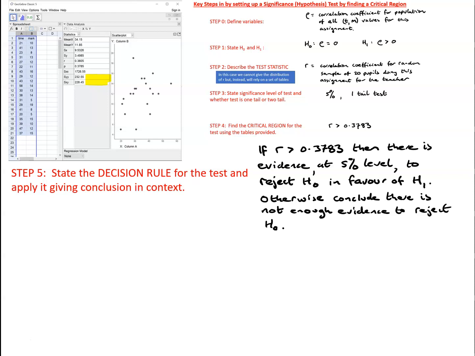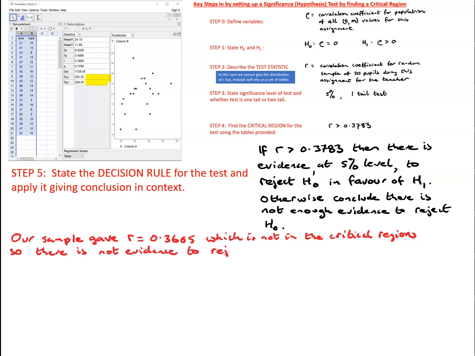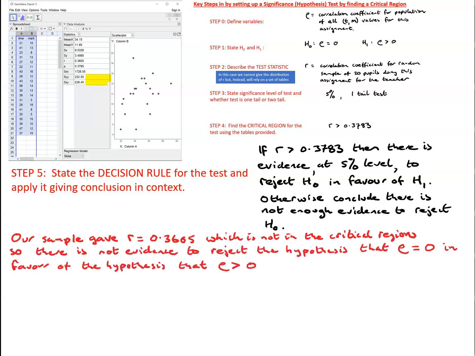Otherwise, we should conclude there is not enough evidence to reject the null hypothesis. So in this case, the sample gave us r equals 0.3605, which is not in the critical region. Our conclusion should be that there is not evidence to reject the hypothesis that rho equals 0 in favour of the hypothesis that rho is bigger than 0.